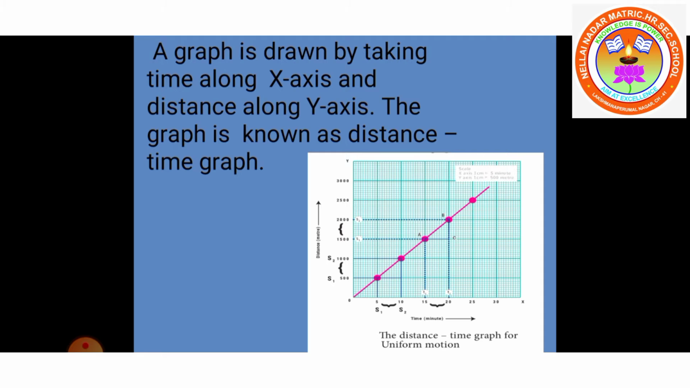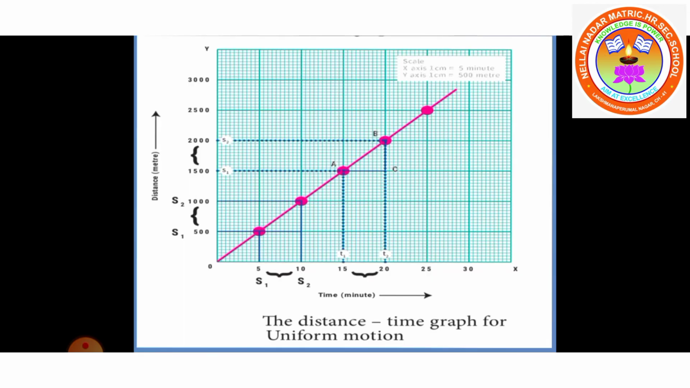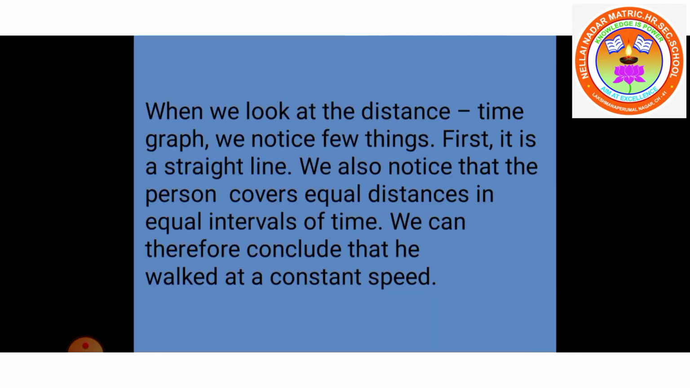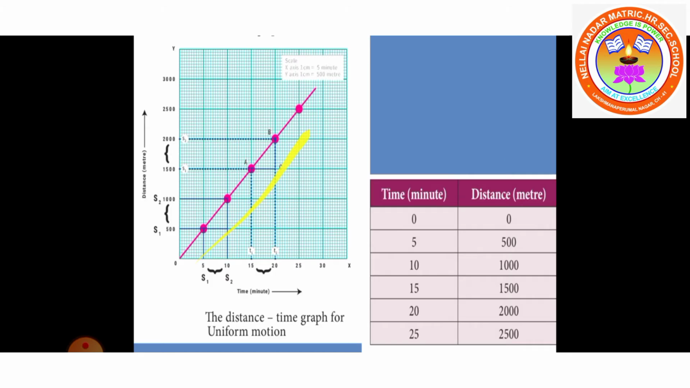Okay students, so for the uniform motion here the graph is given. Here a graph is drawn by taking time along the x-axis and distance along the y-axis. The graph is shown as the distance time graph. From the graph we can notice that the distance time graph gives a straight line.